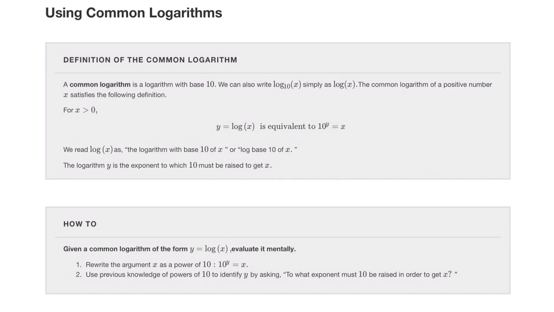Okay, so the definition of the common logarithm: a common log is a logarithm with base 10. We can also write log base 10 as just log of x. The common logarithm of a positive number x satisfies the following definition. y equals log of x is equivalent to 10 to the power of y equals x. Right, so that's what I was just saying a moment ago. The implied base of common log is base 10, right?